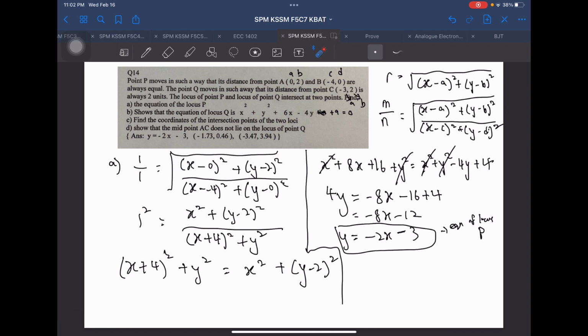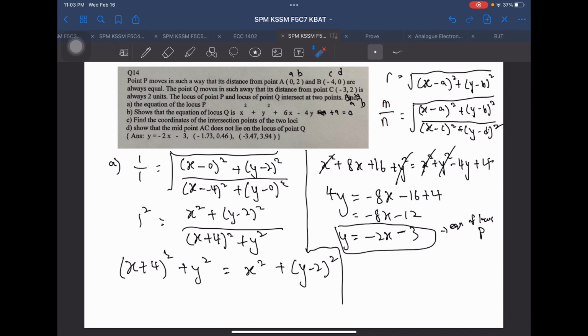Next, let's move on to the fourth question. So point P moves in a way such that its distance from A and B is equal. And the point Q moves in a way such that the distance from C is always 2 units. The loci of points P and Q intersect at 2 points. Find the equation of locus P. So whenever you see locus, the first thing that comes into your mind is these two equations, where the first one is for one fixed point, the second one is for two fixed points. So for the case of P, how many fixed points do you got? You got A and B. So you need to use the second equation.